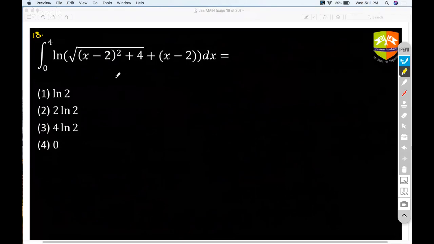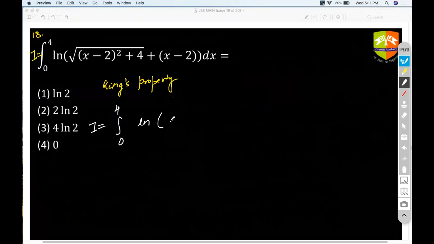Wow. So most of you are going with option number 3. Chalo, let's discuss this. First of all, let me call this as I, and I'm going to apply the King's property on this integral. So when I do that, I get I is equal to integral from 0 to 4 ln of, replace x with 4 minus x. So that's going to give you under root of 4 minus x minus 2.